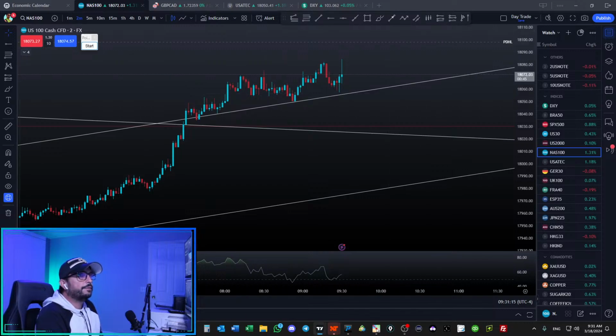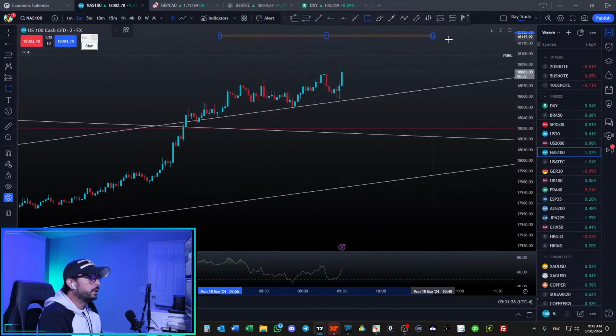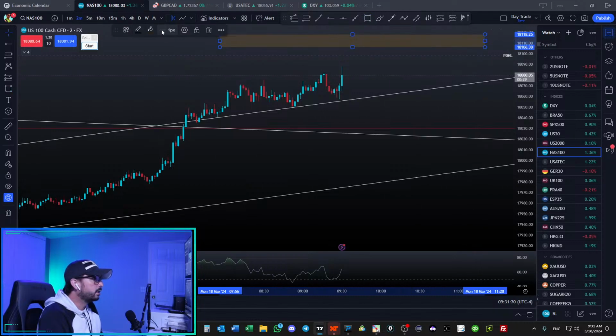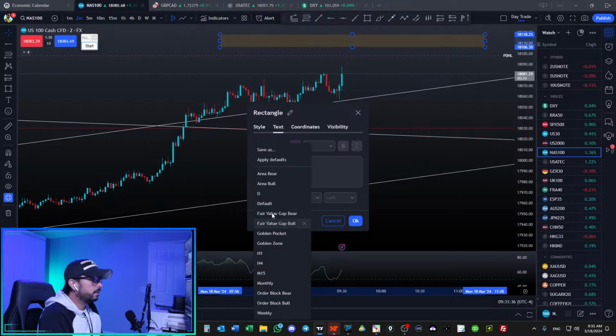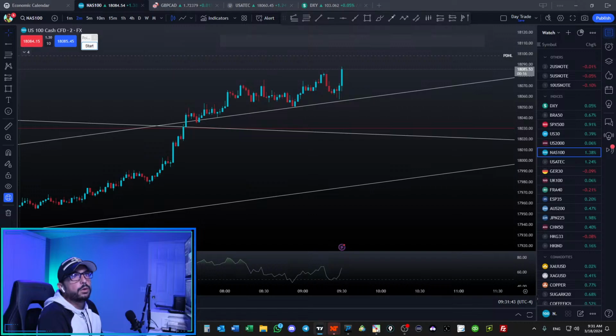NASDAQ has a 15-minute order block at the top around here. Somewhere around here is a selling order block on the indicator that I use. Let's do this default. Where's my default? There we go. Yeah, there's an order block right there. I can mark that. There's 2 order blocks right there, one on top of another.